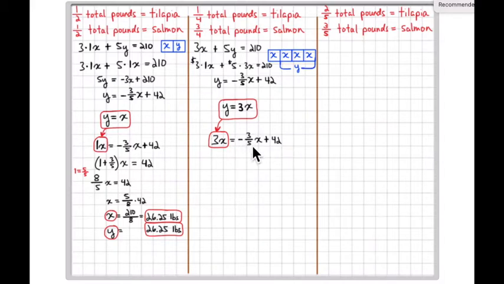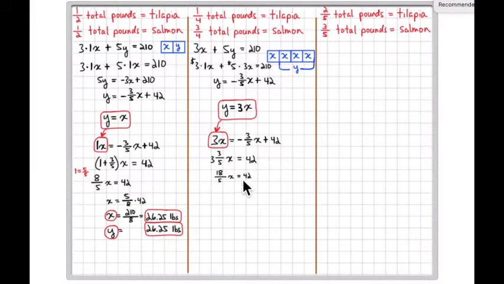This is the slope of this line. Actually, there's 2 different equations here. There's y equals 3x, and there's y equals a negative 3/5 x plus 42. So 2 different equations. So 3 times x.